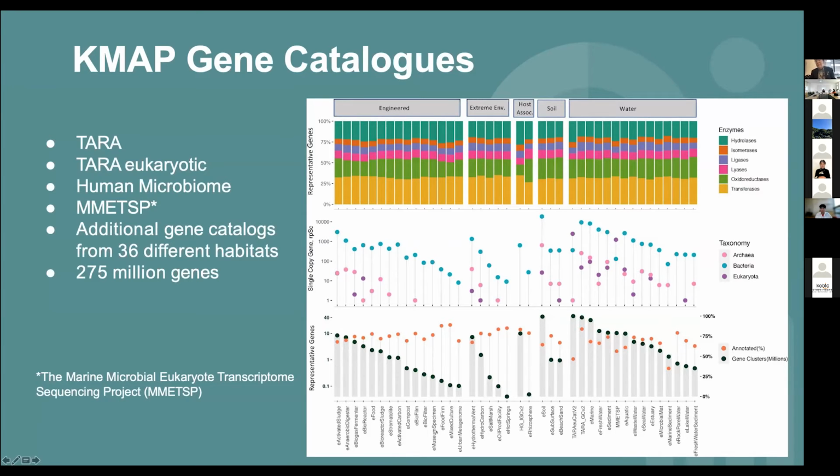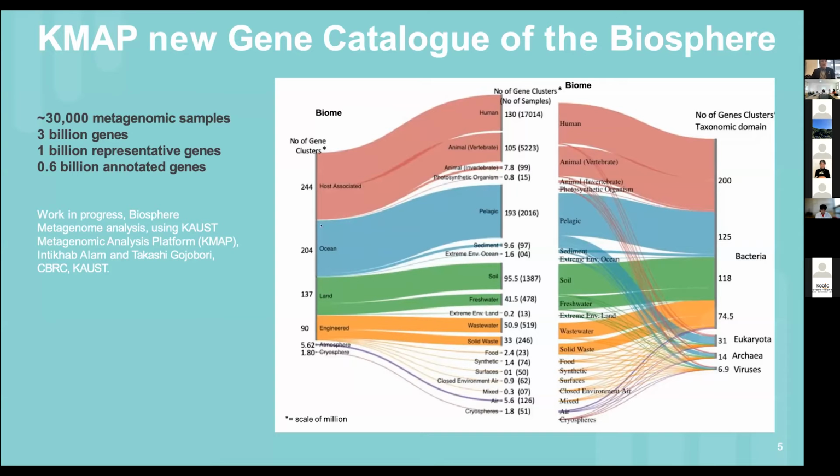So this kind of gene catalog, I don't have enough time to explain a lot, but those are sampling points on the x-axis, and the y-axis shows how many genes there are. So far, we have 275 million genes. That's a huge asset as a gene catalog. So as I said, it has already become genetic resources. When you look at the samples, we collected more than 30,000 metagenomes. Then this is the newest one. We now have a 3 billion gene catalog. And if we define representative genes, which means excluding redundancy, we still have 1 billion representative genes. And in terms of annotated genes, 0.6 billion.